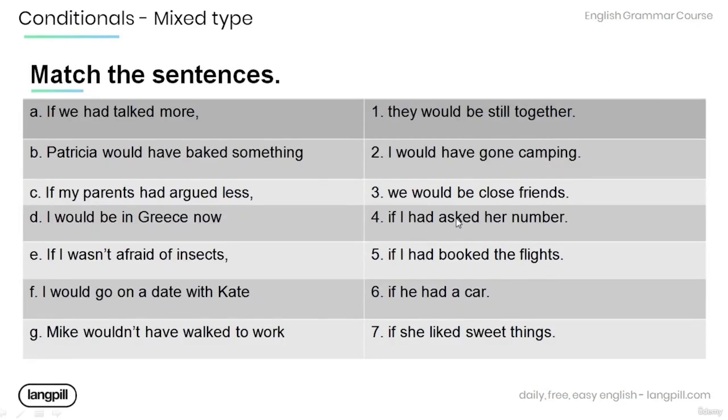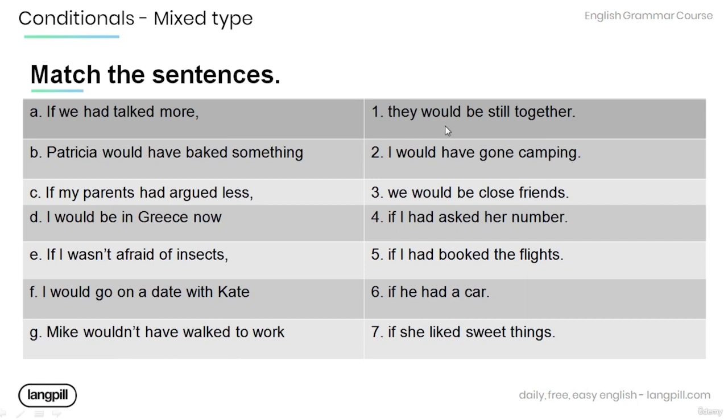And now it's time to practice on your own. Match the following sentences. A. If we had talked more. B. Patricia would have baked something. C. If my parents had argued less. D. I would be in Greece now. E. If I wasn't afraid of insects. F. I would go on a date with Kate. G. Mike wouldn't have walked to work.